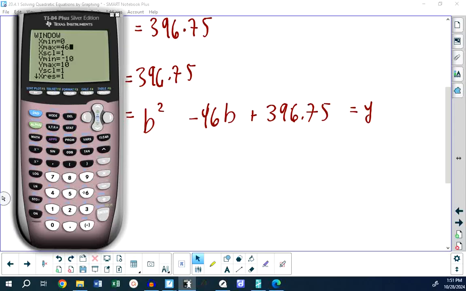I might go to my table now and just explore like 0, 10, 20, 30, 40. Explore what Y is doing there. At the beginning, where X is 0, Y is like almost 400, and by the time I get to 46, Y is back to almost 400. In between, it goes down to about negative 125. Believe me, when you find out how to solve this algebraically, you will not want to do this. But this tells me if I'm going to go from 0 to 46, I should probably go from about negative 200 to 400 for Y.